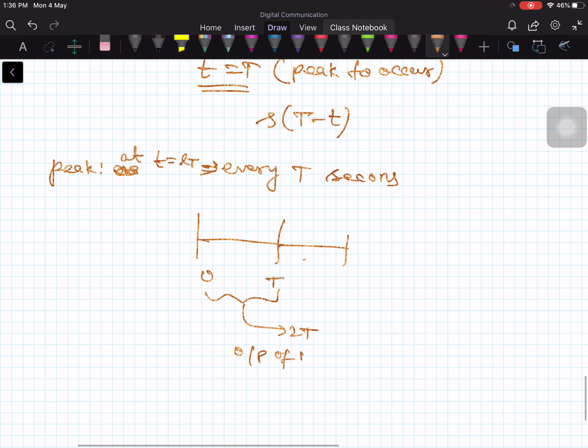Output of the matched filter, 2T, and the peak occurs at T, and after that symbol interval also it is producing a non-zero output. Suppose each incoming pulse is strictly of duration T, then what is the minimum width of the matched filter output? It is going to be 2T, because the impulse response is of duration T, and the input pulse is of duration T, so the convolution will be of duration 2T, the sum of these two durations.